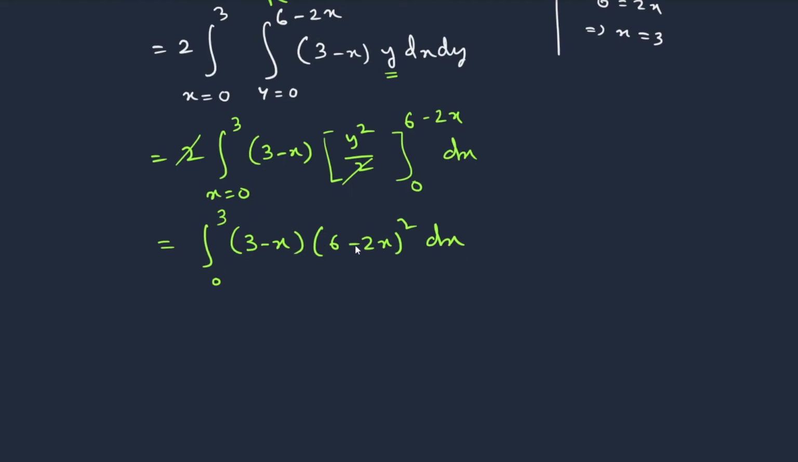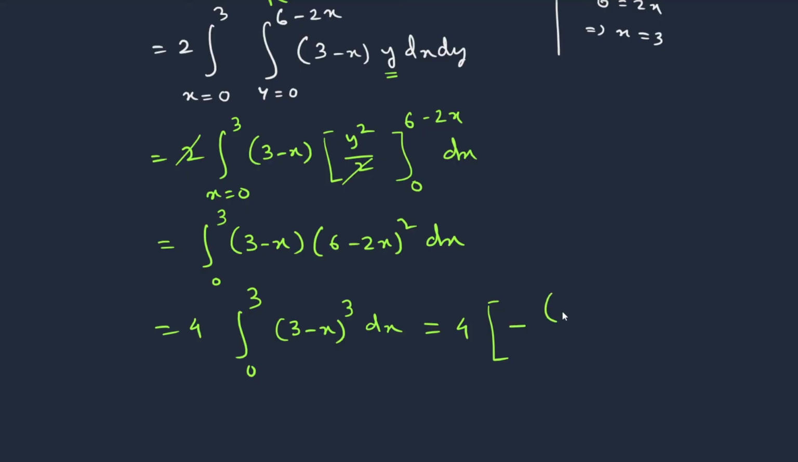Now from here we can take 2 common. If we take 2 common, since the square is there, it will become 4, 0 to 3. So 3 minus x is already there, and if we take 2 common, another 3 minus x whole square will be there. So it will be 3 minus x whole cube dx. Now it's a very simple integration. If you integrate it, what will we get?